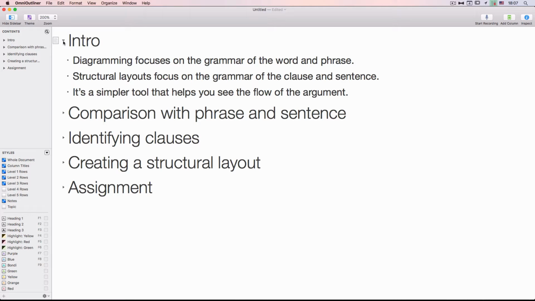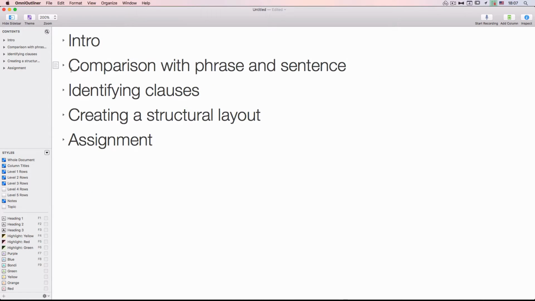It's kind of hard to track what Paul is arguing for when you have a diagram, but when you have a structural layout, you can see the pieces in a different way that enables you to see what he has elevated in his understanding, what he has subordinated, etc. So it's meant to be a tool that helps you look at something in a different way than a diagram would. Now, what I want to start with, though, is a comparison of the phrase and the sentence.